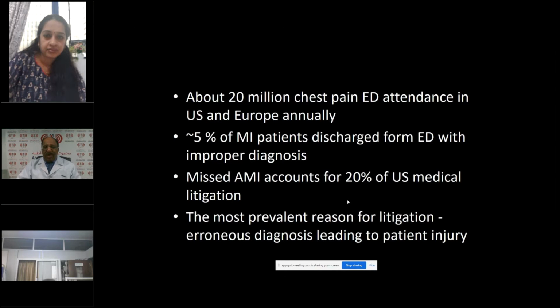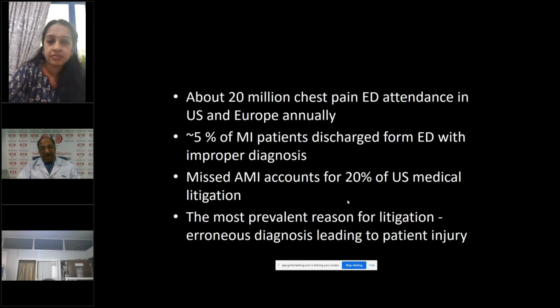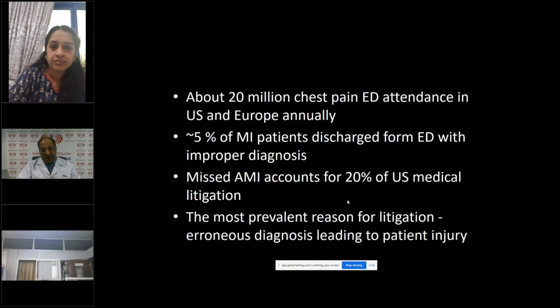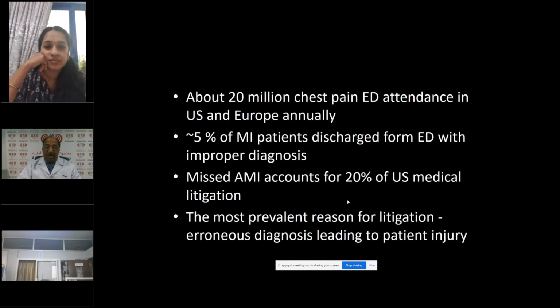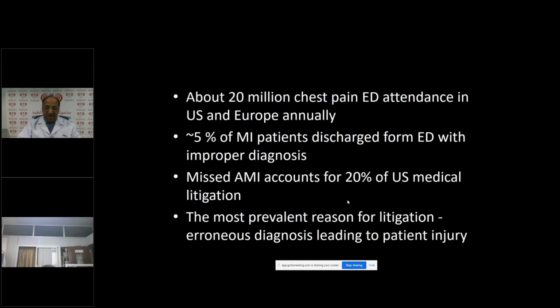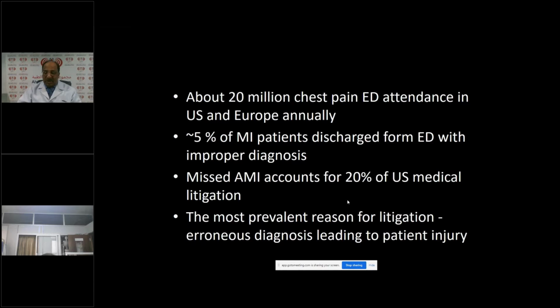About 20 million chest pain ED attendants happen in US and Europe annually. And approximately 5% of these patients with MI are discharged from ED with improper diagnosis. That means they are discharged without making a diagnosis of ACS, and hence may or may not land up in problems. And missed AMI accounts for 20% of US medical litigation. And the most prevalent reason for litigation is erroneous diagnosis leading to patient injury.